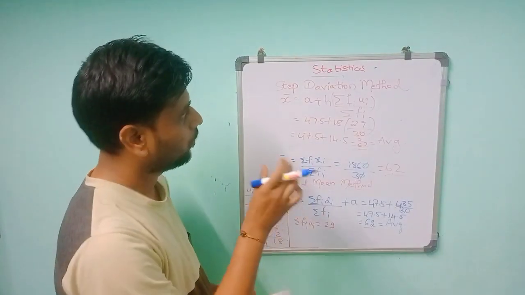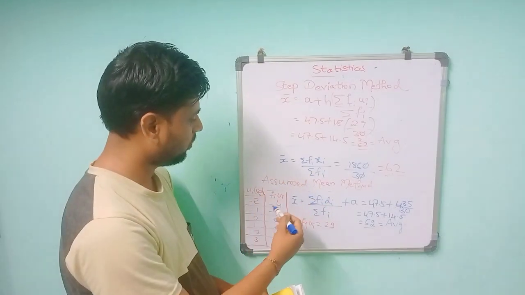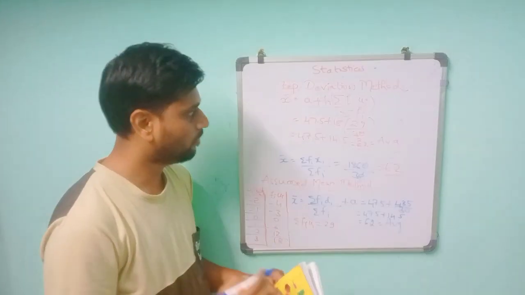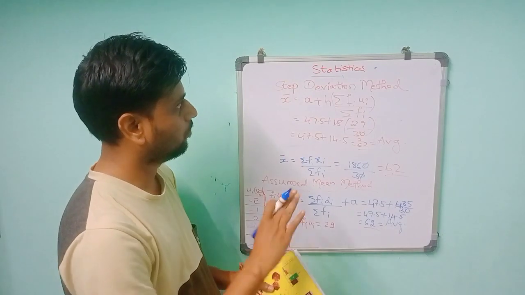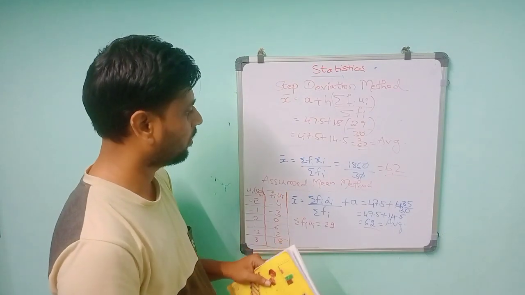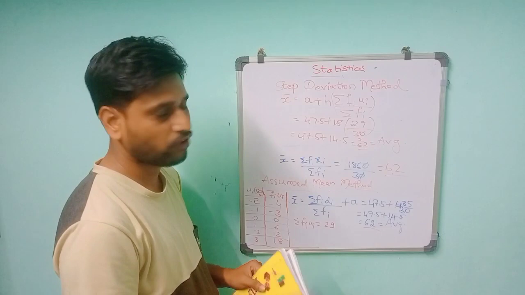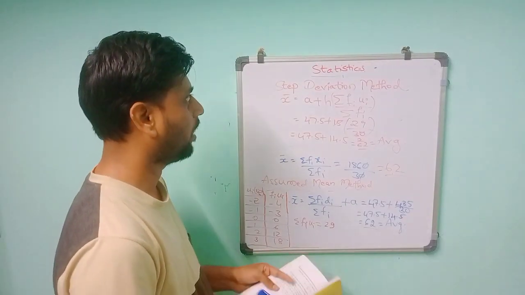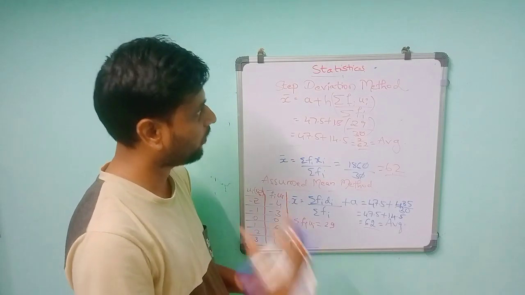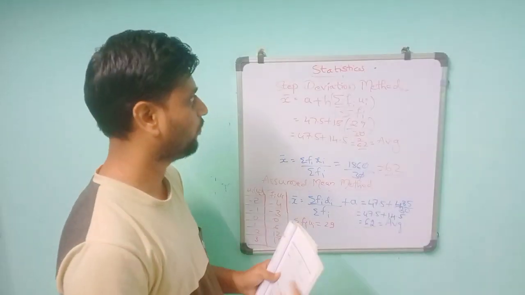For example, if they give small ranges and small frequencies like 2, 1, you can use the direct method, that is the first method. If they give a larger number of values, or higher values and different ranges, then you have to take the step deviation or assumed mean method.